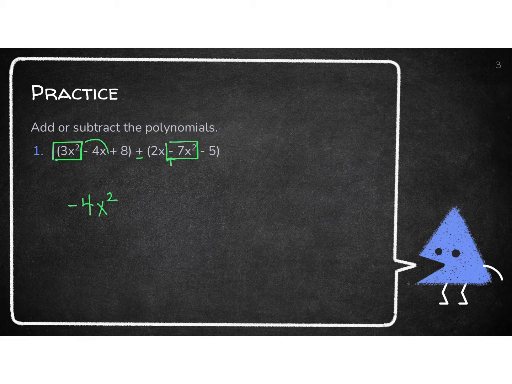Then I'm going to have negative 4x and then plus 2x. So negative 4 plus 2 is going to give me negative 2x. And then I have plus 8 minus 5. So 8 minus 5 is going to give me 3. None of these things are like terms, so that's going to be my final answer, and I'm done.